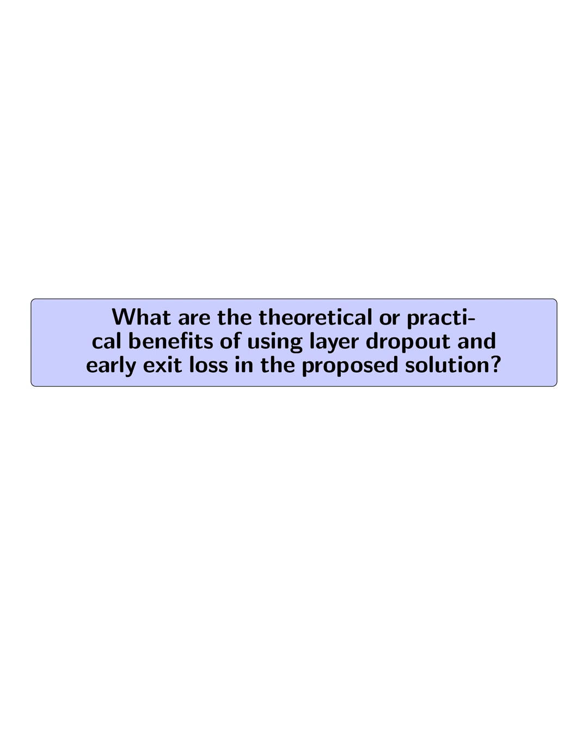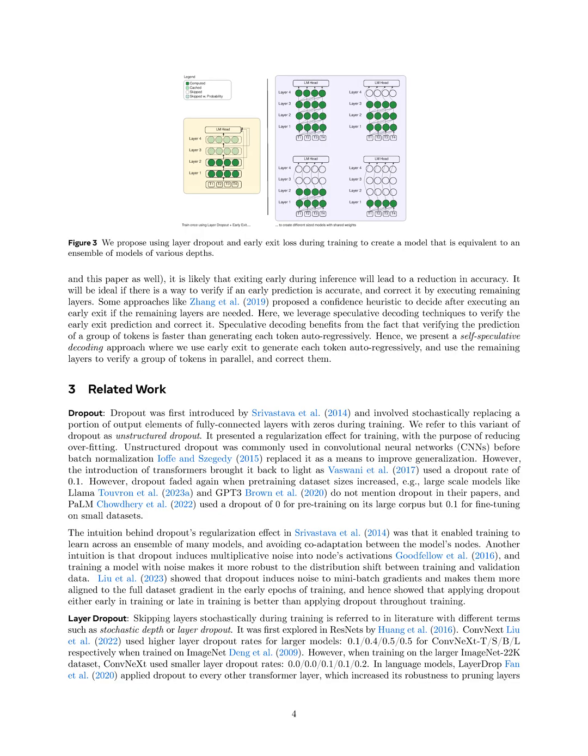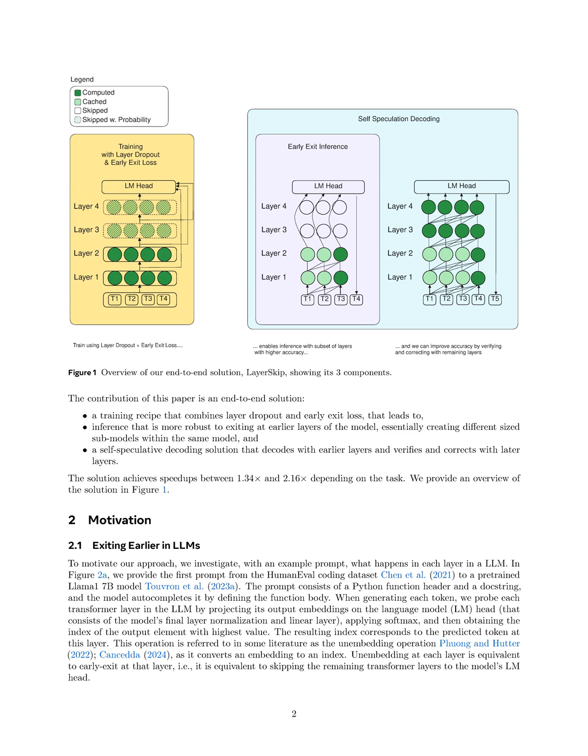What are the theoretical or practical benefits of using layer dropout and early exit loss in the proposed solution? The theoretical and practical benefits are significant. The use of layer dropout allows for stochastically skipping layers during training, which helps the model become less reliant on later layers and more reliant on earlier layers. This results in creating different-sized submodels within the same model, leading to more robust inference by enabling the model to exit early at different layers.